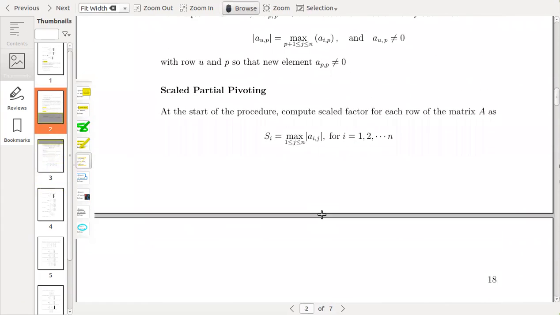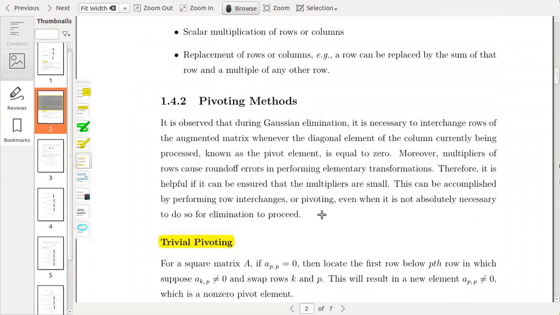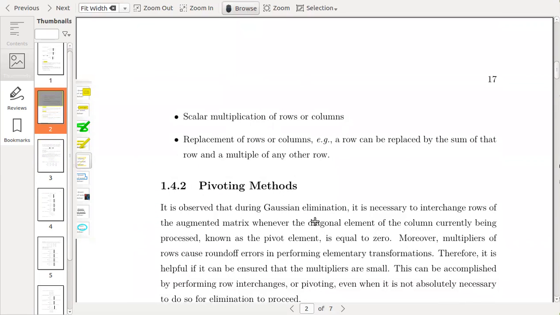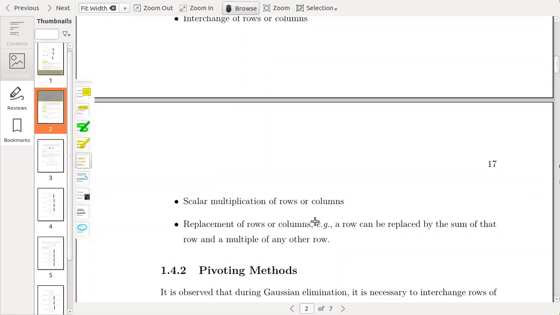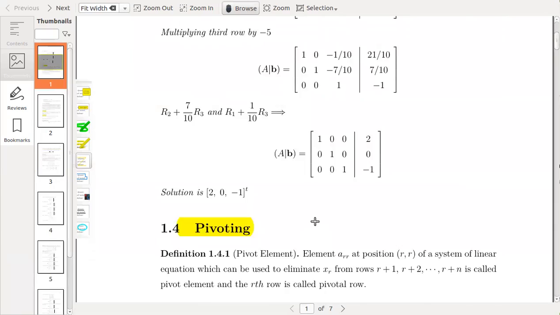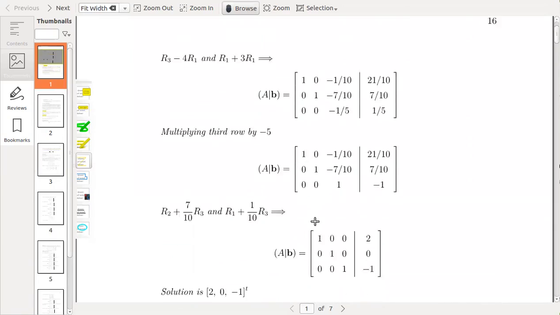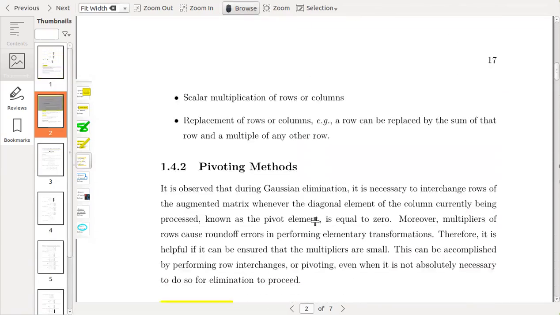And what's the application or the advantage of this pivoting? It will ensure the solution of elimination methods, for example, the Gaussian elimination method or the Gauss-Jordan method.